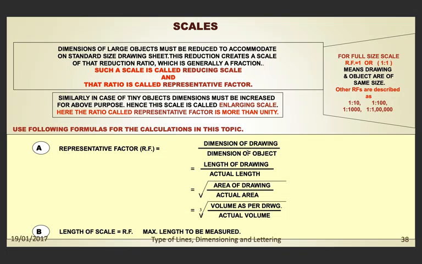RF is found by using the following formula: dimension of drawing by dimension of object, length of drawing by actual length, or square root of area of drawing by actual area, or cube root of volume as per drawing by actual volume. Length of scale equals RF times the maximum length to be measured.